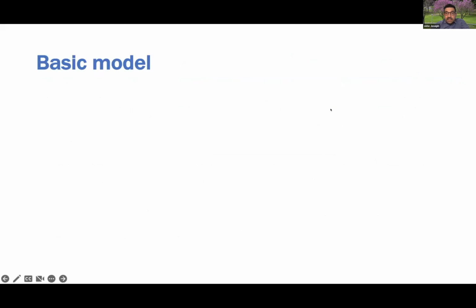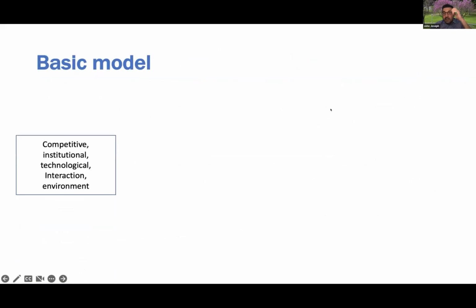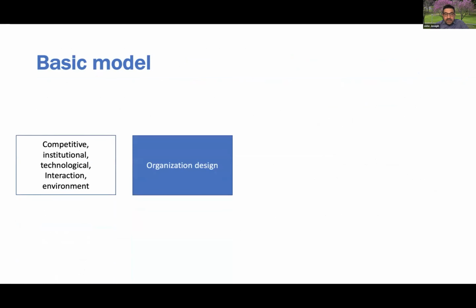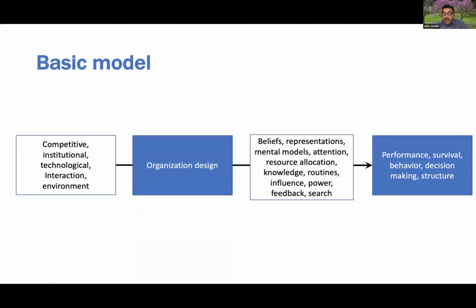The basic model I see in this research is, generally you have some competitive, institutional, technological interaction environment. This impacts org design in some way. Org design has some influence on individual beliefs, representations, mental models, attention, resource allocation, knowledge, routines, feedback, search, etc. And then, of course, this is all in support of some outcomes, including performance, survival, behavior, decision-making, and in some cases, actually structure itself.